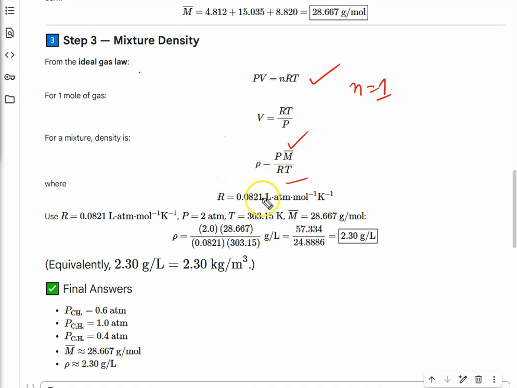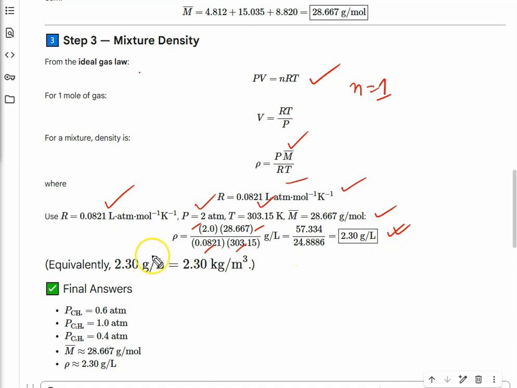Here R is equal to 0.0821 liter atm per mole per Kelvin. The other data we know: P is 2 atm, T is 303.15 Kelvin, and the average molecular weight we already calculated, 28.667 gram per mole. From all this data we can plug in and calculate rho, which is the pressure times the average molecular weight, divided by R times the temperature. If we do the calculation, we get rho as 2.30 gram per liter.